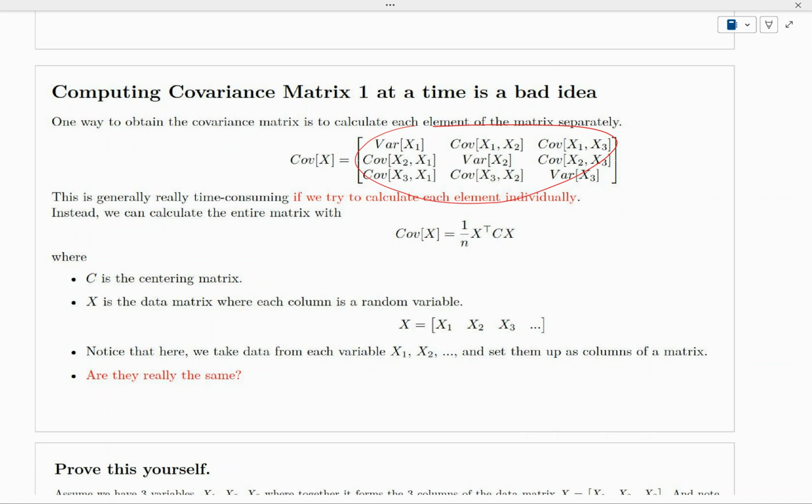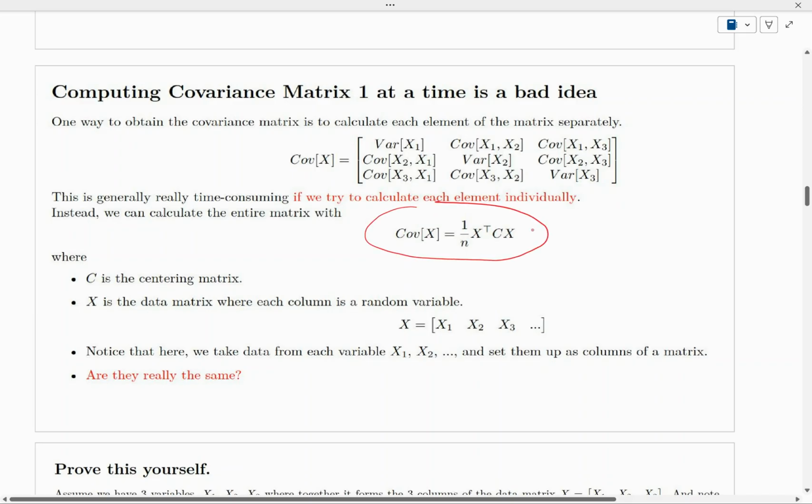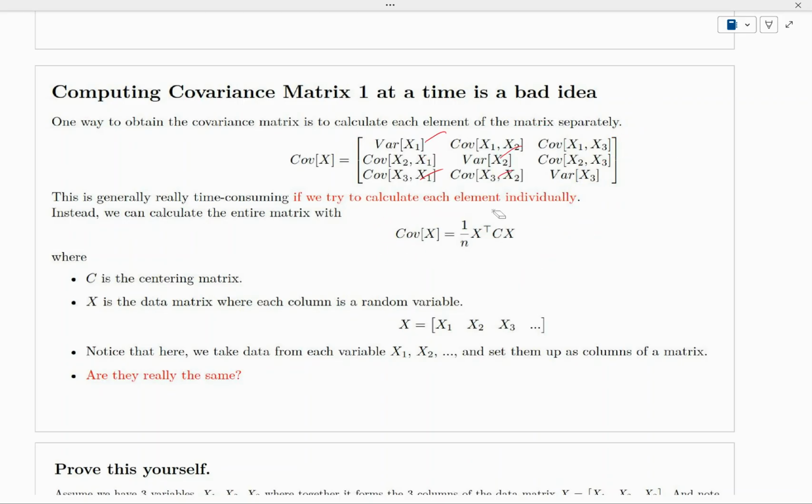It turns out that there's a very simple way to calculate this matrix. To calculate it, it's simply 1 over n times the data matrix X, centered by C. This is a much faster way than if you try to calculate each one of these terms individually. Okay, so this is what you want to do, where C is the centering matrix and X is the data matrix. So if you have 3 dimensions, in this case, the first dimension data will be x1, second dimension x2, third dimension x3, and so on and so forth. You can have more dimensions.